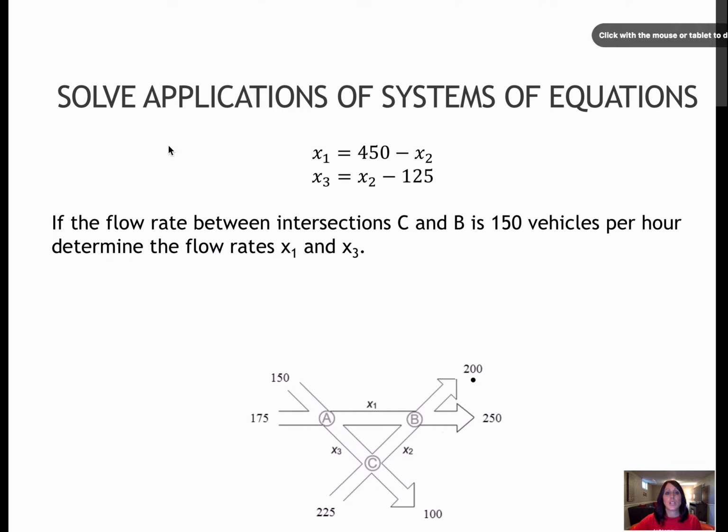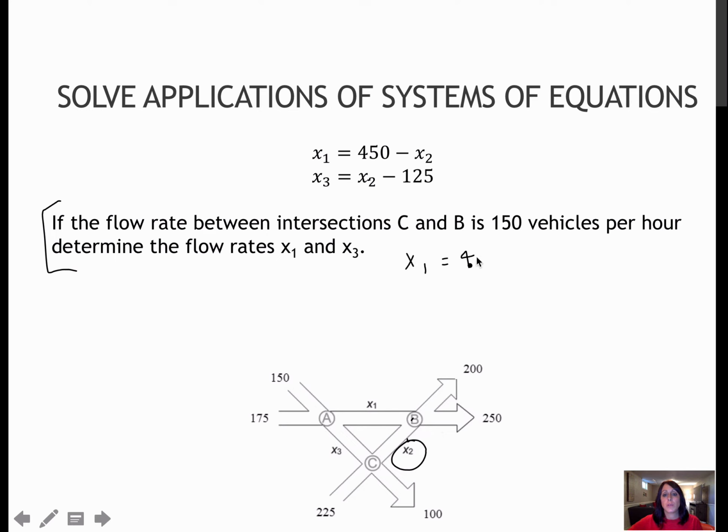So here's where we can actually use that. We have x1 equals 450 minus x2, and x3 equals x2 minus 125. Now they're saying if the flow rate between C and B, that's here, between C and B, is 150 vehicles per hour, determine the flow rates of x1 and x3. So I'm going to take x2 and plug it in. So x1 is going to be 450 minus 150, which is 300. And x3 is going to be 150 minus 125, which is 25.